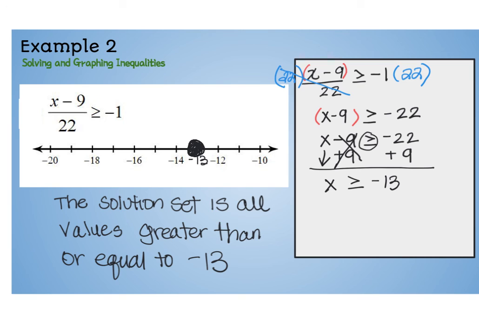And since x is greater than, that means I'm going to end up shading to the right. Shade all values that are greater than negative 13. And that is the solution for example 2.